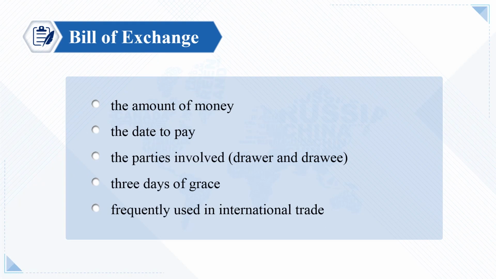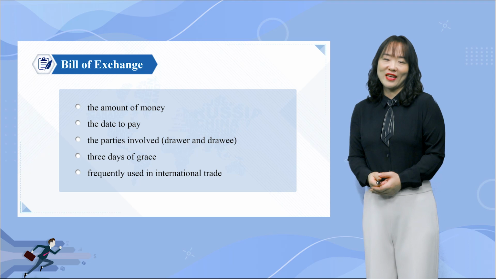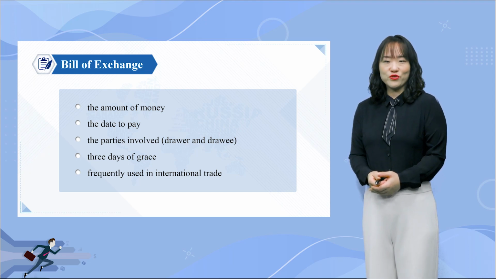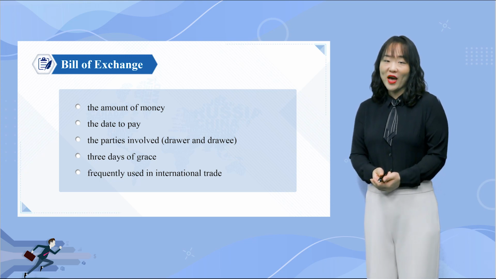A bill of exchange must clearly detail the amount of money, the date, and the parties involved, including the drawer and the drawee. It is important to note that there are 3 days of grace allowed to the drawee to make payment to the payee when it comes due. It is frequently used in international trade to pay for goods or services.